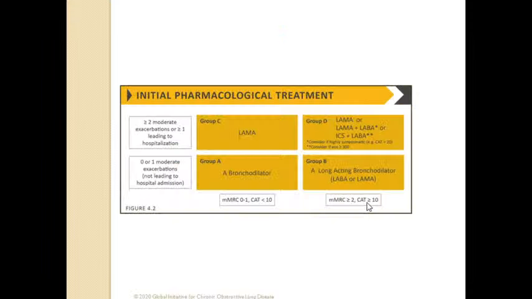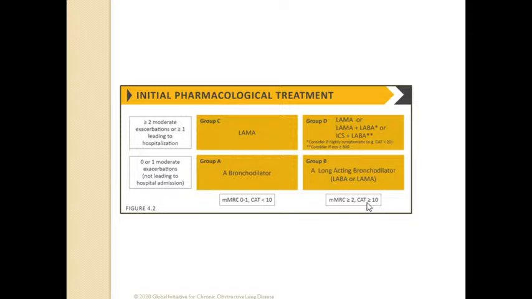So initial pharmacological treatment for group A includes bronchodilators. For group B, it's long-acting bronchodilators. For group C, also maybe LAMA, but because patients have a higher level of exacerbation, firstly you should fight against the risk factors of exacerbation, including tobacco smoking.